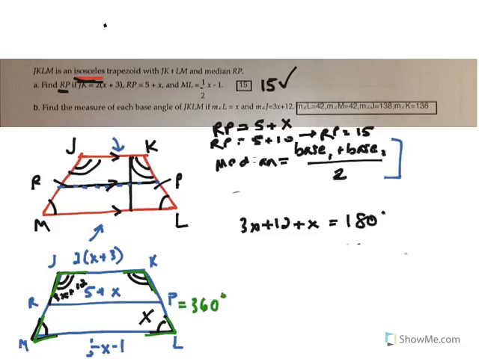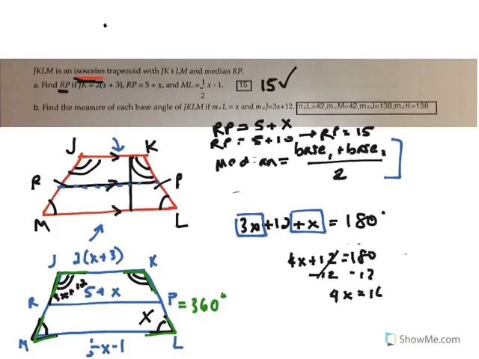So now I have my equation. I combine my like terms. I combine 3x here. I combine x here. I get 4x plus 12 equals 180. I subtract 12, I subtract 12, I get 4x equals 168. Divide by 4, x equals 42.